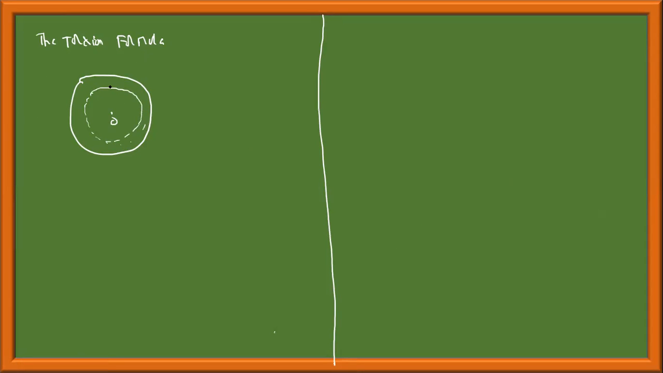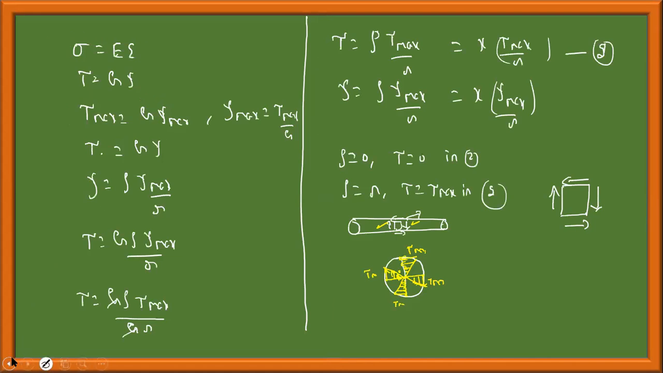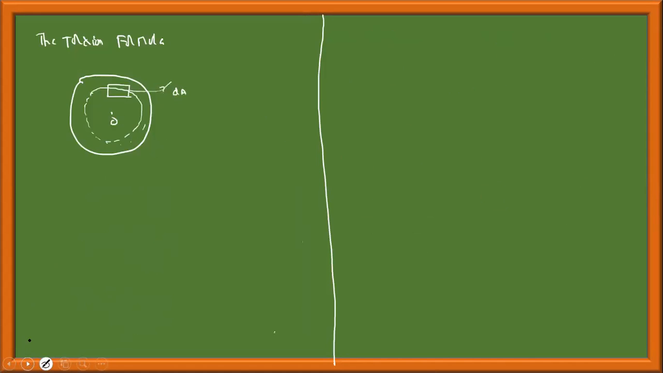Now we'll consider a small area dA. You can see it is subjected to shear stress. Anywhere it is subjected to some shear stress, I will call this tau. This area is subjected to shear stress tau. Throughout the length, the shear stress will be induced, and I'm considering only a small area for study.